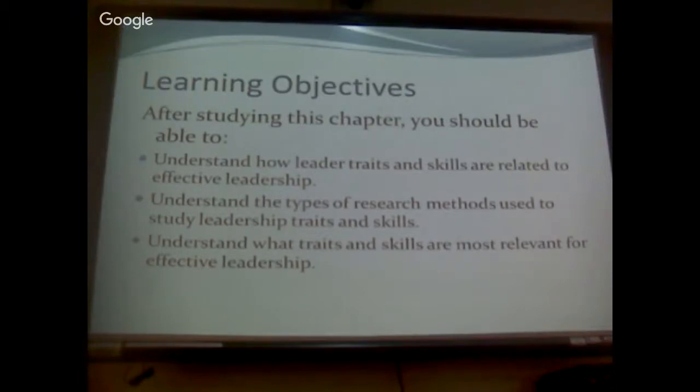So, relevant for effective leadership. Anytime you hear the term effective leadership, somebody says, yeah, somebody's an effective leader, or something relates to effective leadership, the first thing you should ask is, what's the situation, what kind of organization, and how are you defining effective leadership?